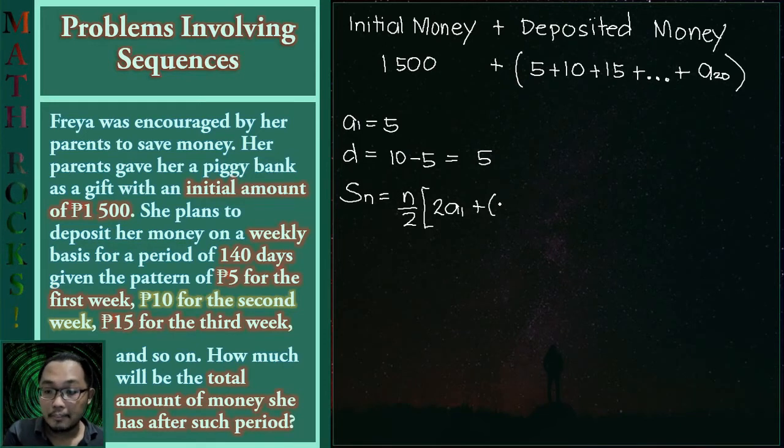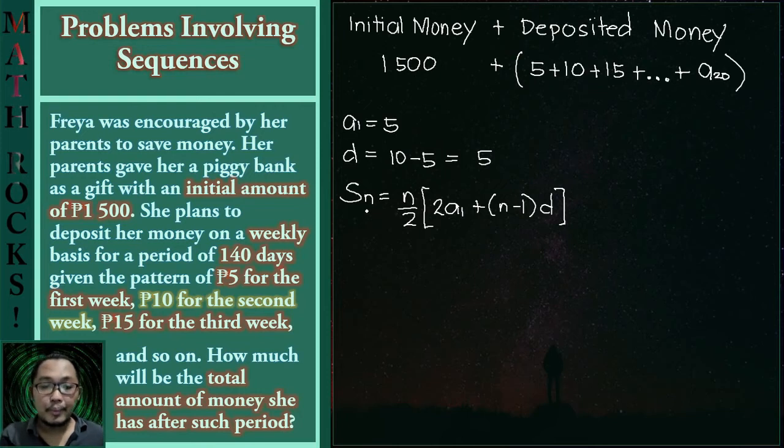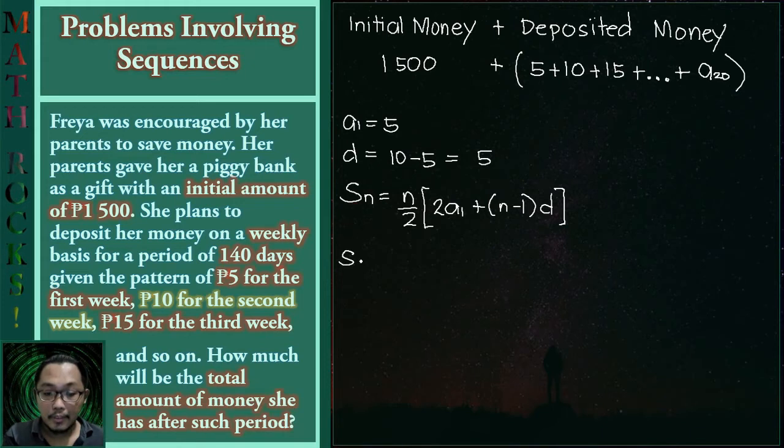And here is our formula. And now let us substitute all the known quantities here for the a sub 1 and the common difference in our formula. And since we would like to have the total amount of money that she has for a period of 20 weeks, then the S sub n becomes S sub 20.